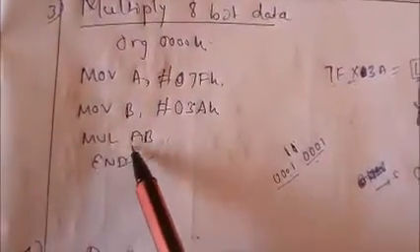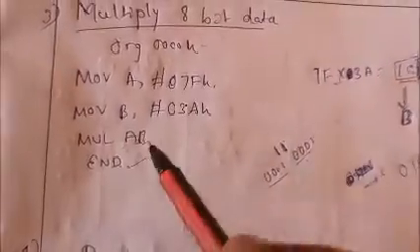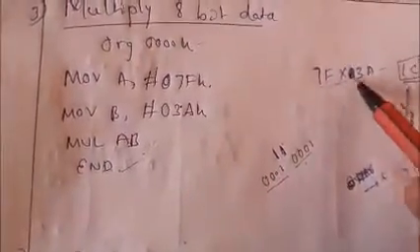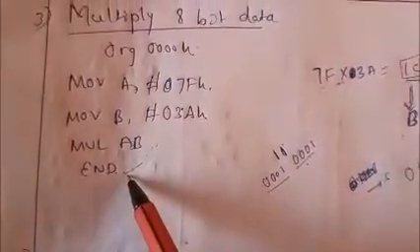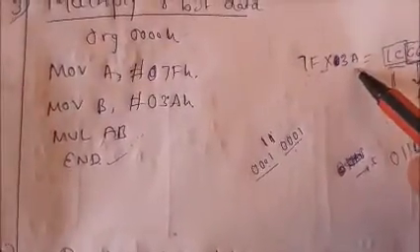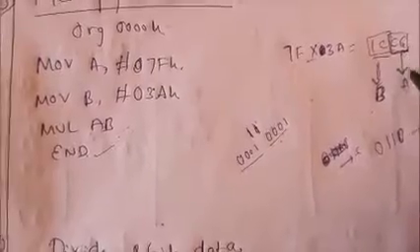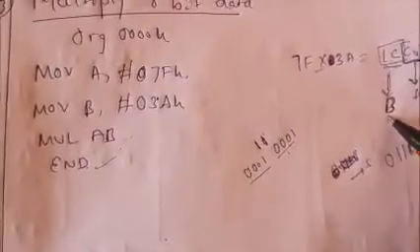When you are writing MUL AB, at that time it performs the multiplication between the content of A and the content of B. So that means multiplication between these two and we will get the result. Last one is the end. Is it clear? So that means I need to take the numbers like this. Whatever result you get, it is going to be split. So the lower byte will be in accumulator A and the higher byte will be in accumulator B. Is it clear?